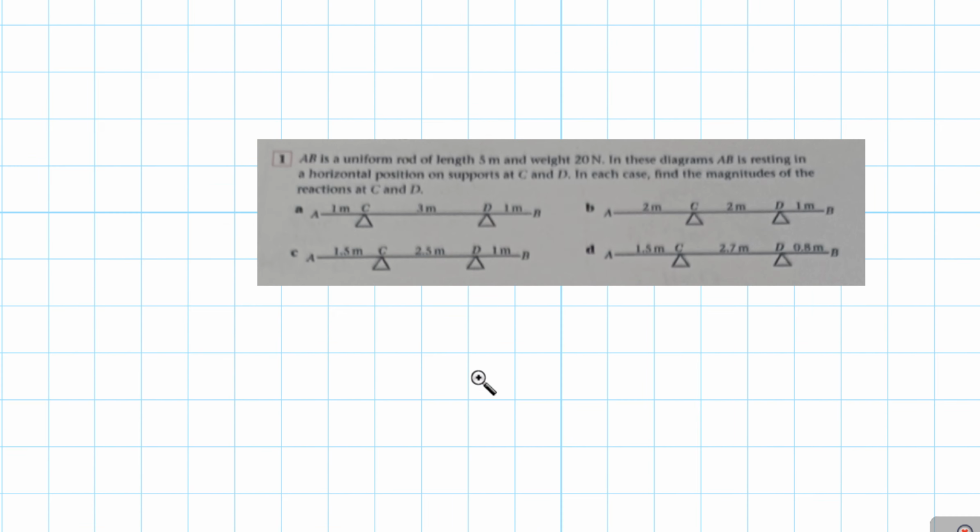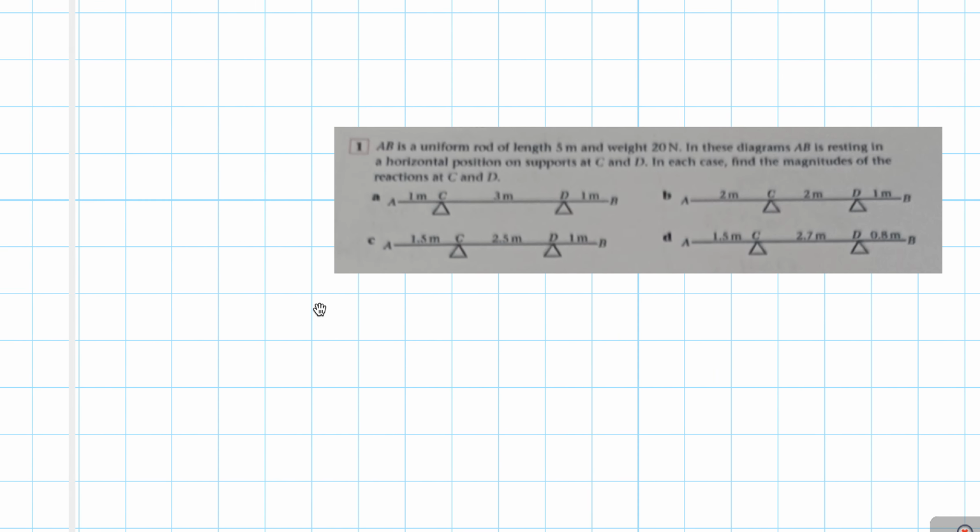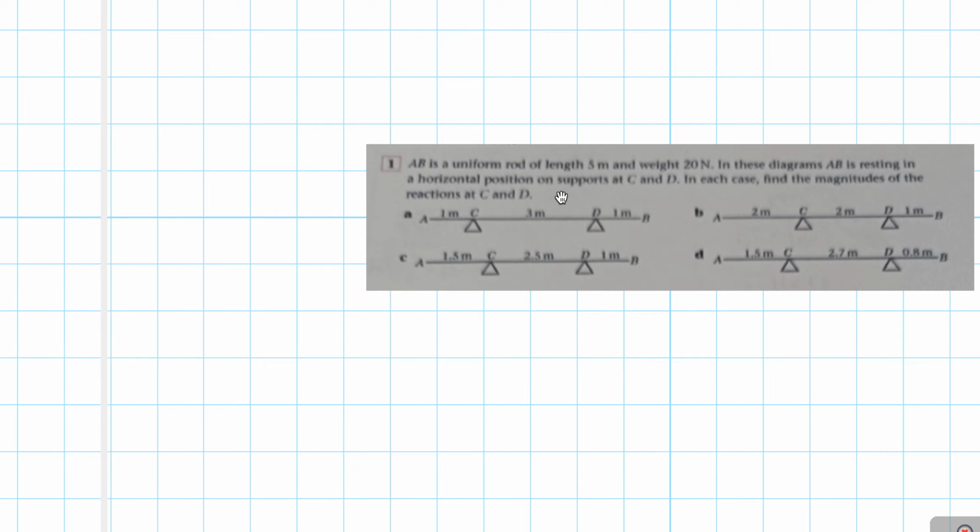Okay, let's have a look at these questions for moments. So question 1, AB is a uniform rod of length 5 meters and weight 20 newtons. In these diagrams, AB is resting in a horizontal position on supports at C and D. In each case, find the magnitudes of the reactions at C and D.